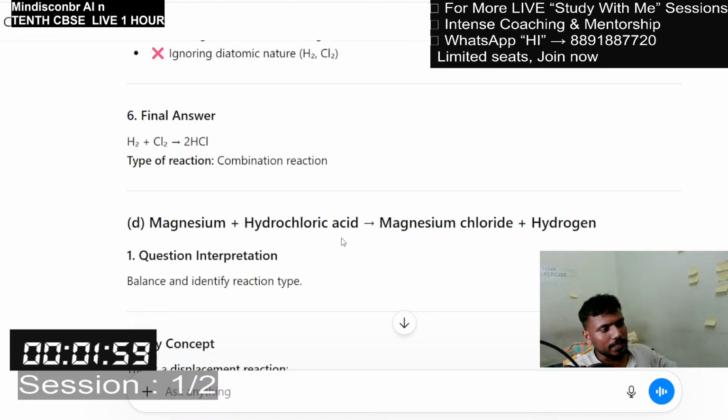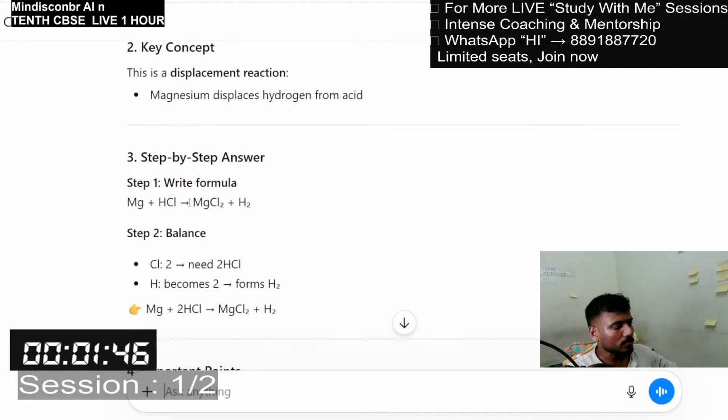And D is magnesium plus hydrogen chloride gives magnesium chloride plus hydrogen. Magnesium, what is the formula? Mg, hydrochloric acid HCl, magnesium chloride MgCl2, and hydrogen H2. When we write this, Mg plus HCl gives MgCl2 plus H2.